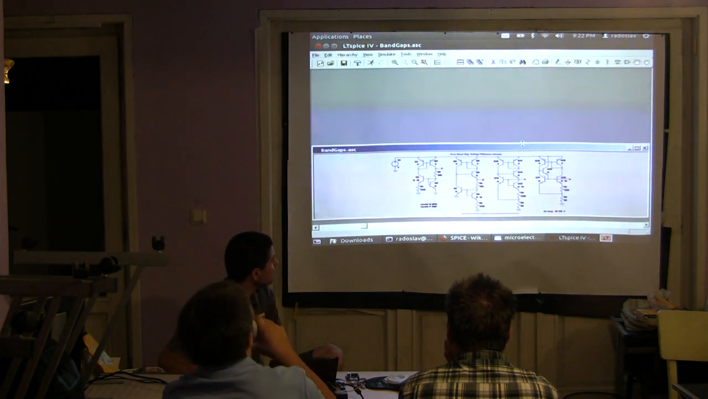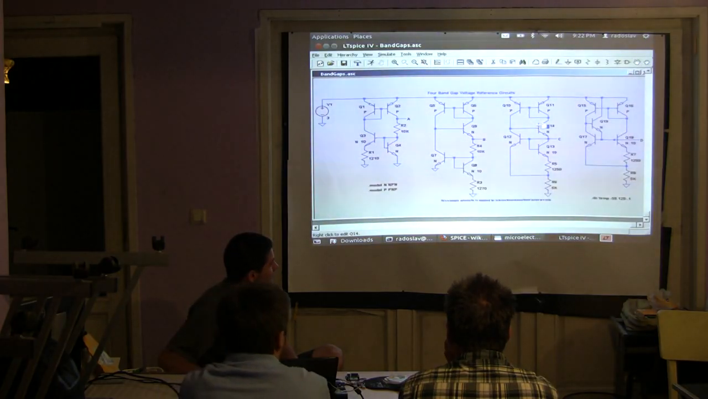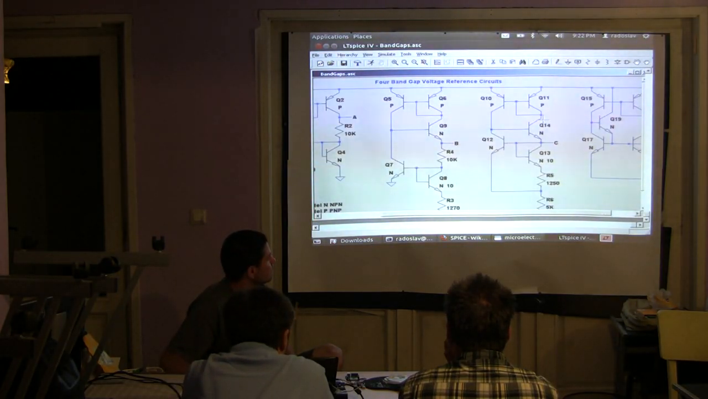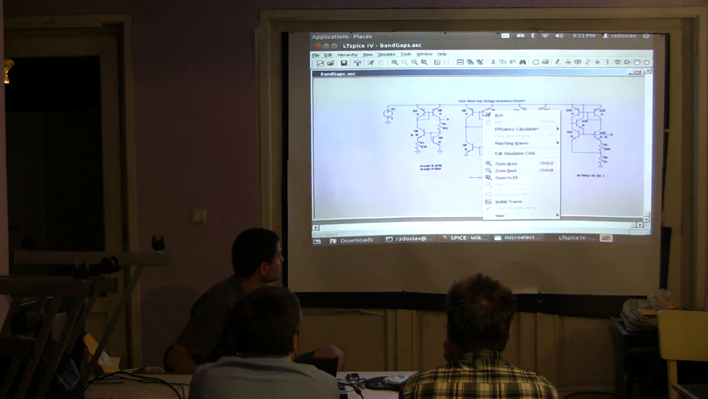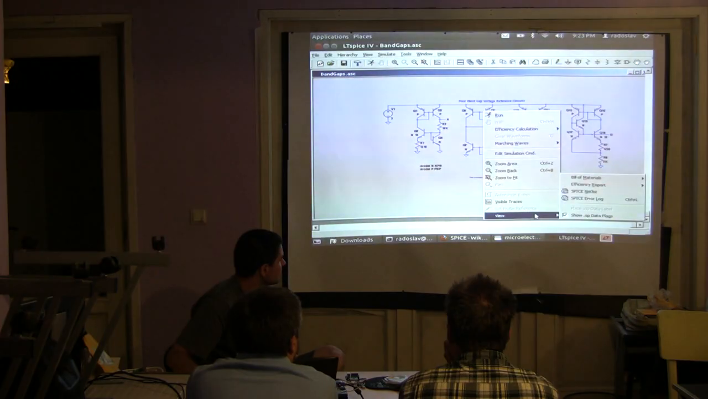The good thing about LTspice is that the manufacturers provide models of the transistors or integrated circuits, operational amplifiers, if you are going to use such things. And you can see that here the model is NPN, N-type. How does it look? We can see the SPICE netlist.